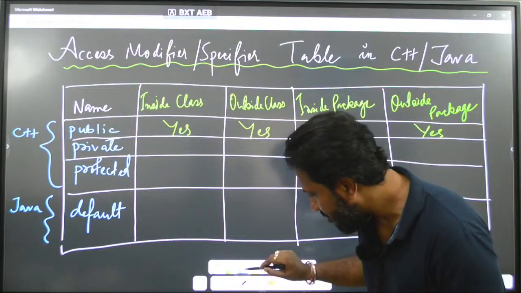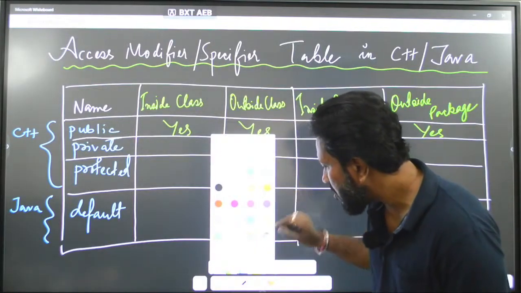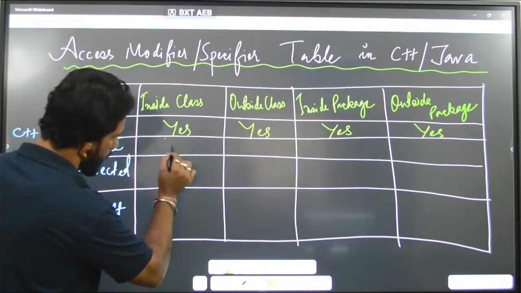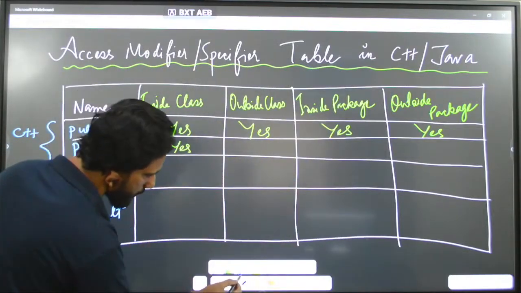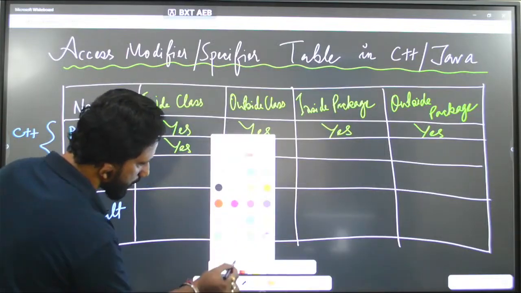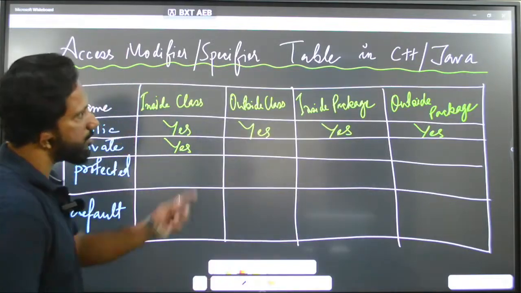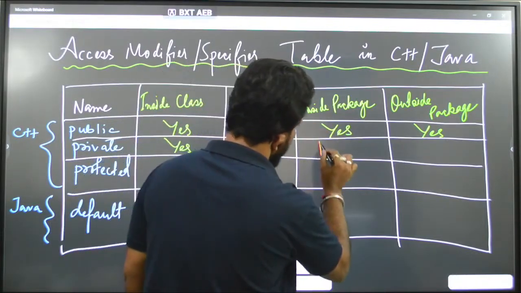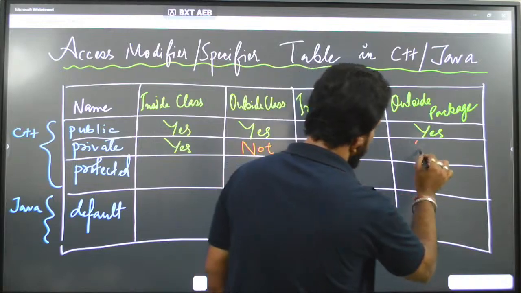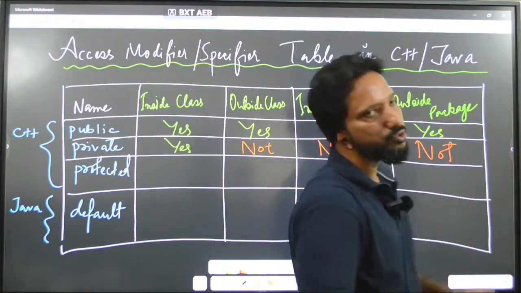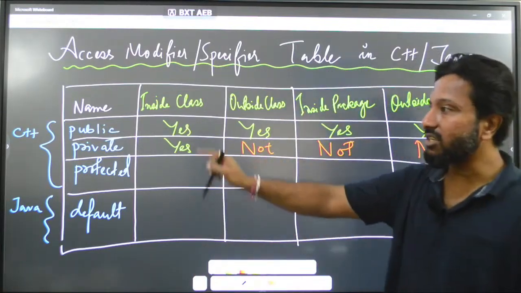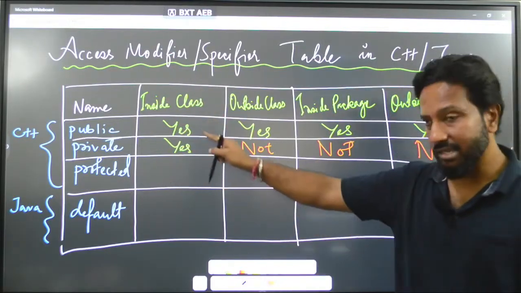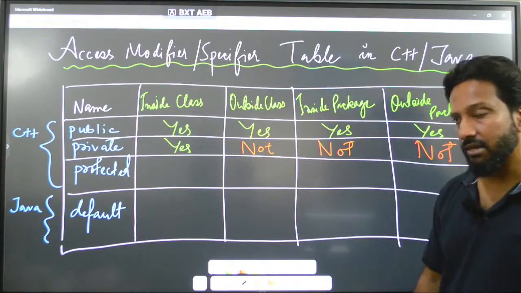Private. Let's take a different color now. Okay. So inside the class only it is accessible. So other than that, it is not accessible anywhere else. Okay, outside the class it is not accessible, inside the package not accessible, outside package not accessible. So it is very simple. If something or some variable or some function or method is private, it is only accessible inside the class. Okay, fine. So this you have to remember.